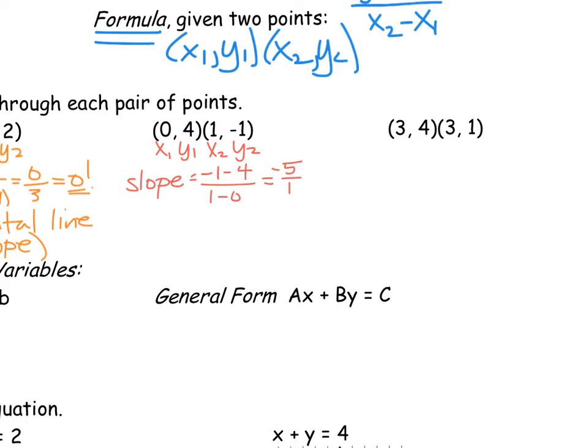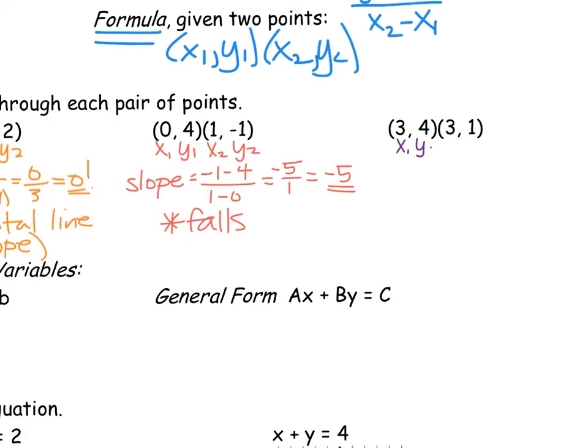If we identify our coordinates as x1, y1 and x2, y2, I get a slope of negative 5 over 1, which would simplify to negative 5. This line falls from left to right. Let's take a look at the last one together. 3, 4, and 3, 1.